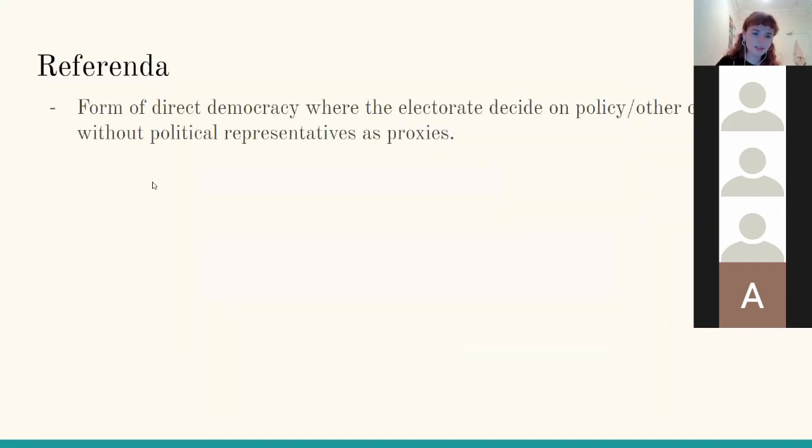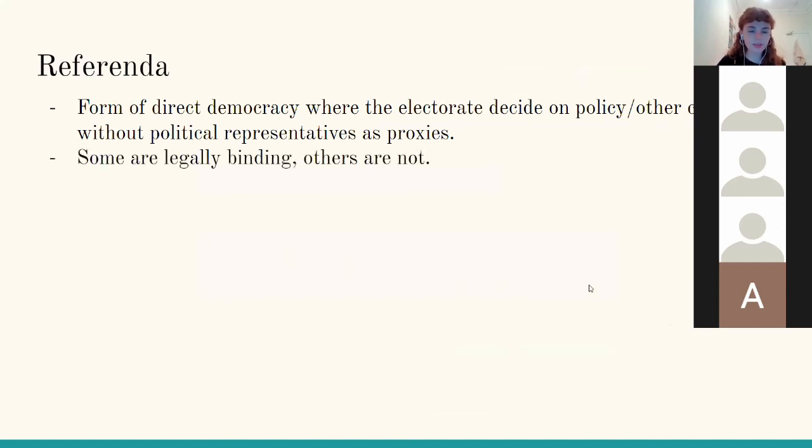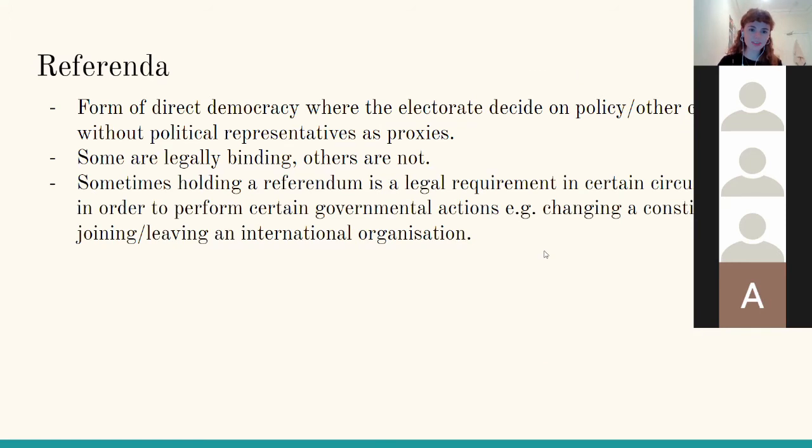Then we also have referenda. So this is a form of direct democracy. So the electorate are deciding directly on policy. They're not using political representatives as a middleman for this. Some of them can be legally binding, others are not. For instance, the Brexit referendum, which was still implemented, of course. And then sometimes holding a referendum is a legal requirement in certain circumstances. So if you want to change the constitution, in most countries, you have to have a referendum. And a lot of the time, if you want to join or leave an international organization like the UN, you have to have a referendum.